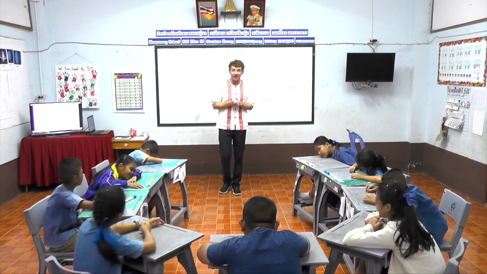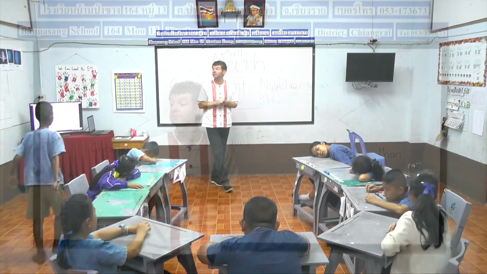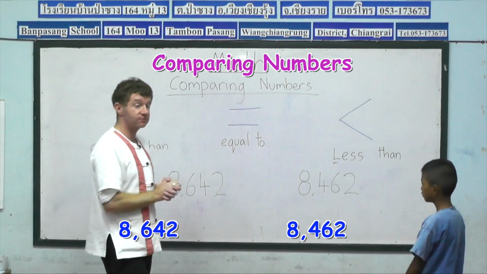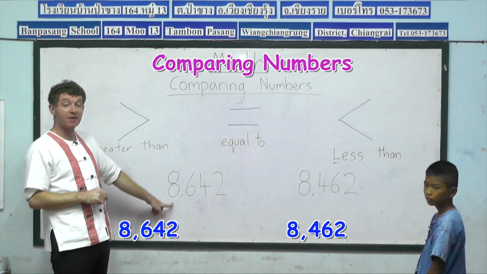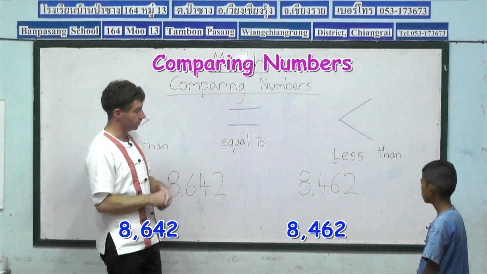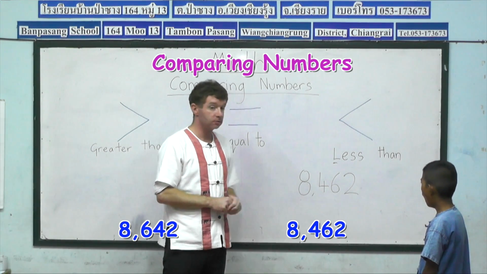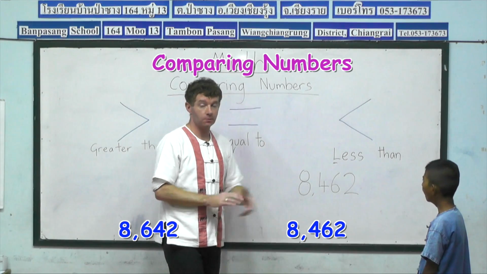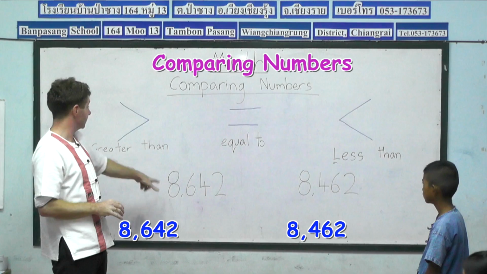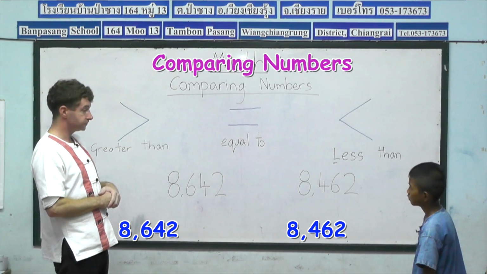Now it's the turn of Pat to come forward and demonstrate his understanding of comparing numbers. So Pat, come and join me at the front, please. Now, first of all, guys, we'll always read our numbers and speak them. So we have 8,642. But then we have 8,462. So now Pat has to compare the two numbers and decide if this number is greater than or less than. So what do we think, Pat?